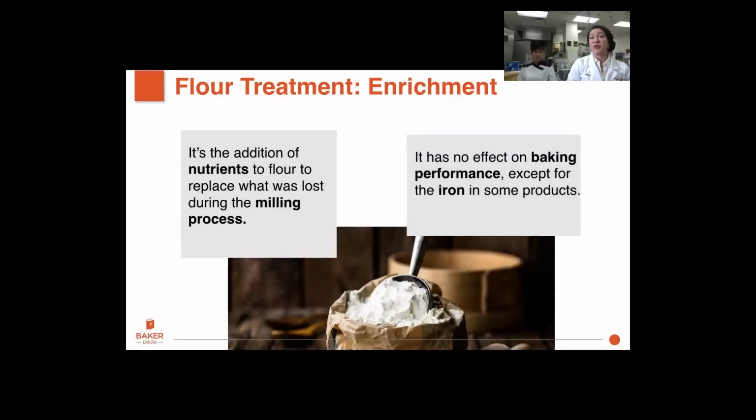So the last flour treatment we'll talk about is enrichment. As we mill the flour and remove the bran, we are removing some nutrients and vitamins and minerals with the bran. And so all the enrichment is the process of adding those nutrients back to the flour to replace what we lost with the bran during milling. It has no impact on baking performance. Sometimes, depending on the form of iron, there might be a slight effect, but by and large, the impact will be very, very minimal, if any, on baking performance.